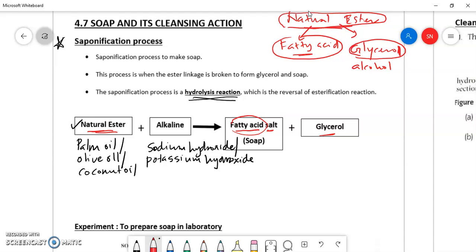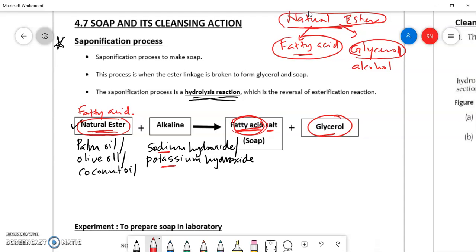So again, coming back to this reaction, the saponification process, we need a natural ester. Why? Because we want the fatty acid. The thing that we require from the natural ester is the fatty acid, because when natural ester decomposes, it will become fatty acid plus glycerol, and the fatty acid is the one which is going to combine with the alkaline, either sodium or potassium, to form the fatty acid salt.